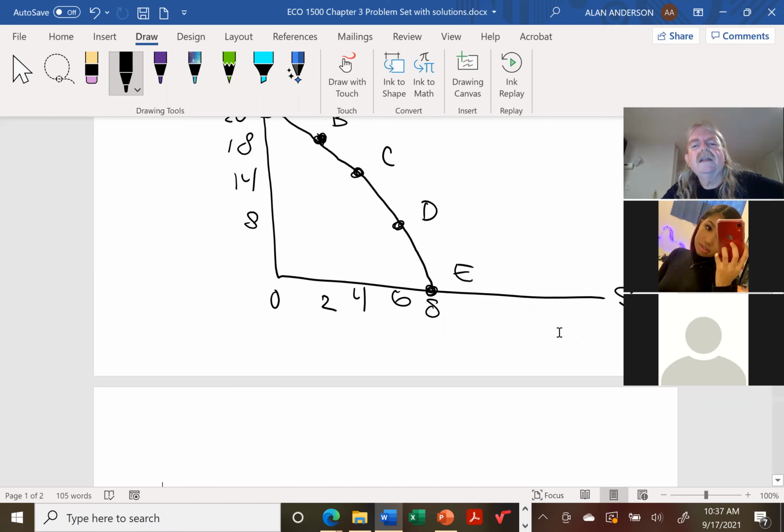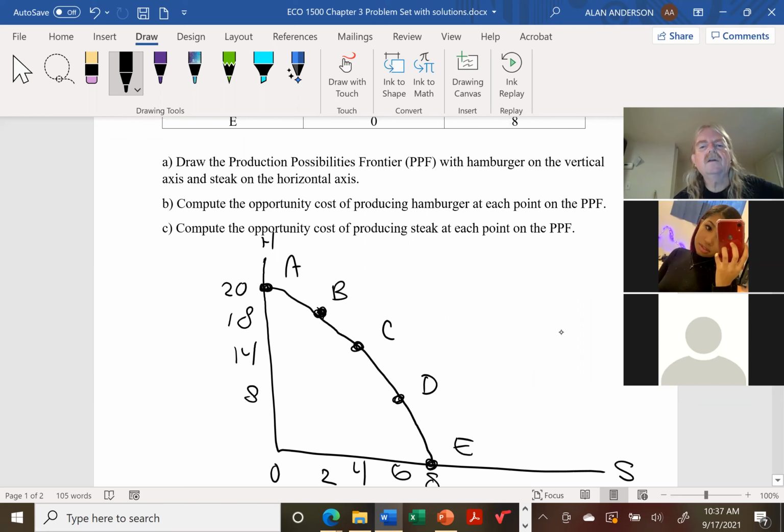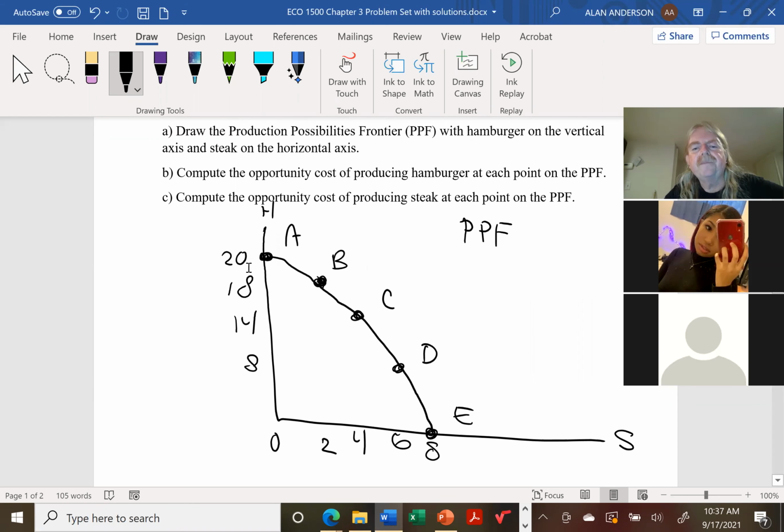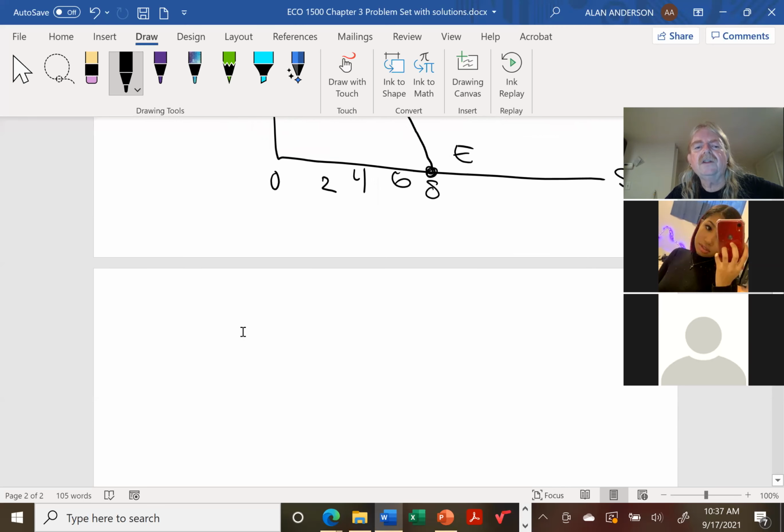But the idea is that you can see how it goes from the upper left-hand corner where we have only hamburgers, and in the bottom right-hand corner, we have only steaks. And then we have everything in between. And the curve is concave to the origin, sorry, which means that the opportunity costs of moving down the curve or up the curve are increasing as we try to make more of one of the two products. And we'll see that when we do the actual calculations.